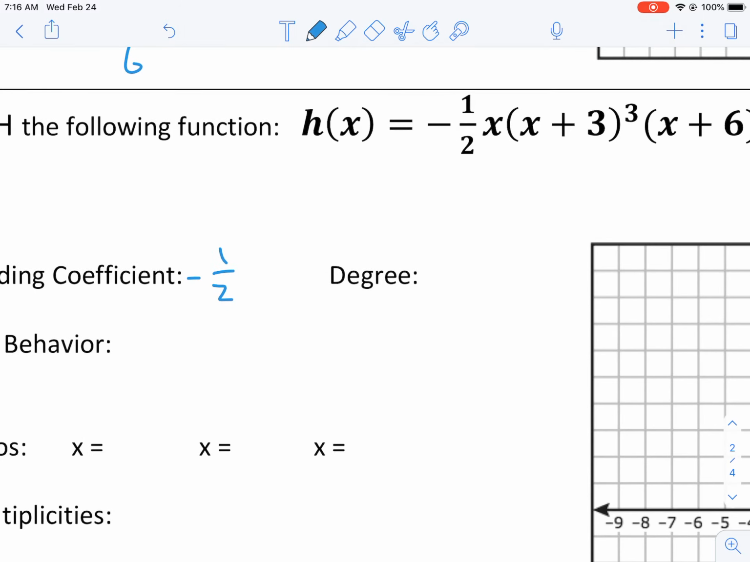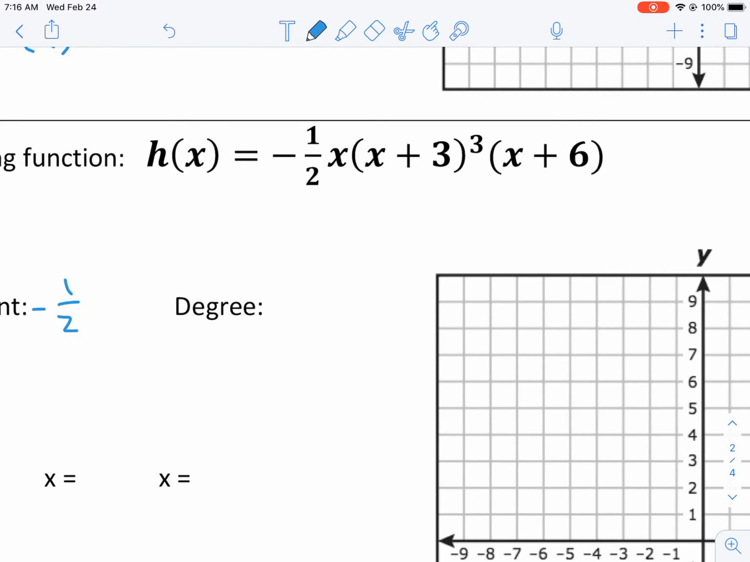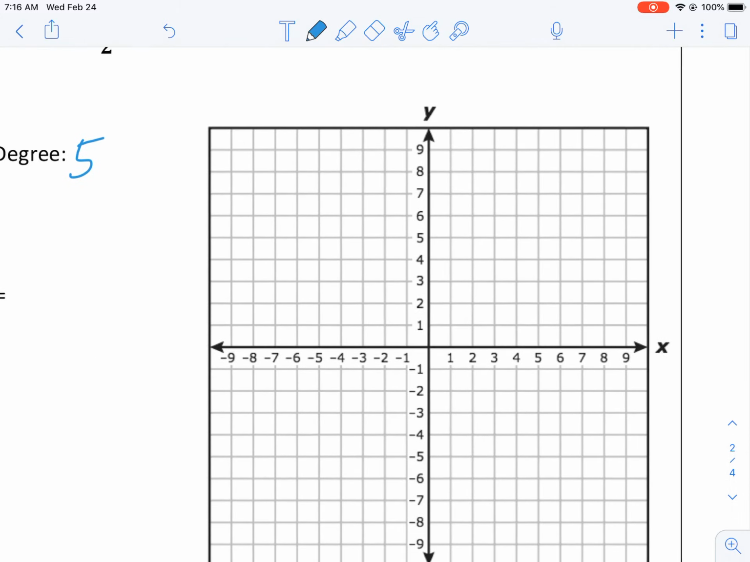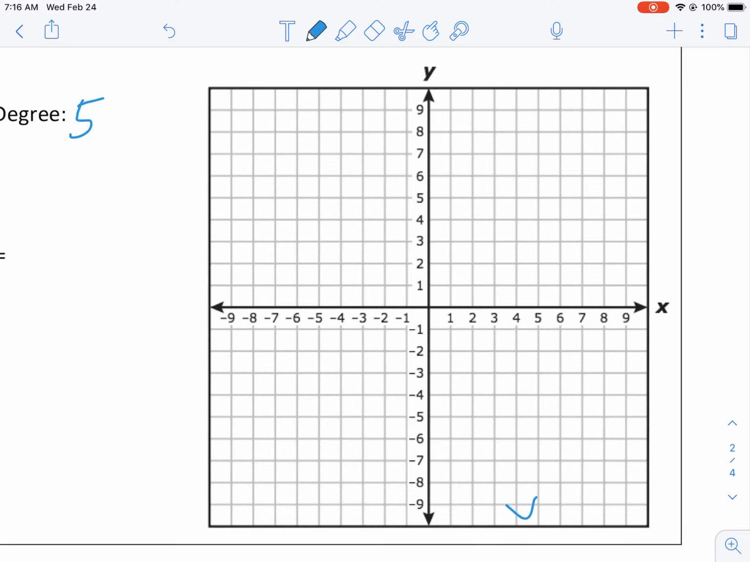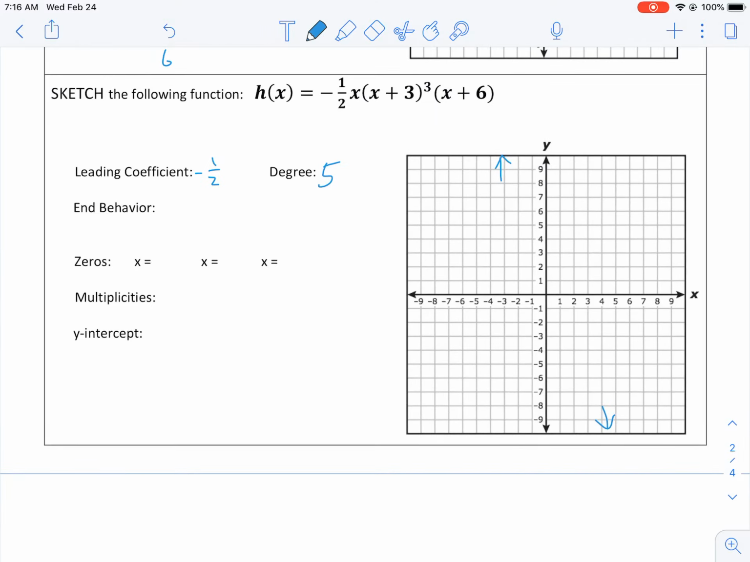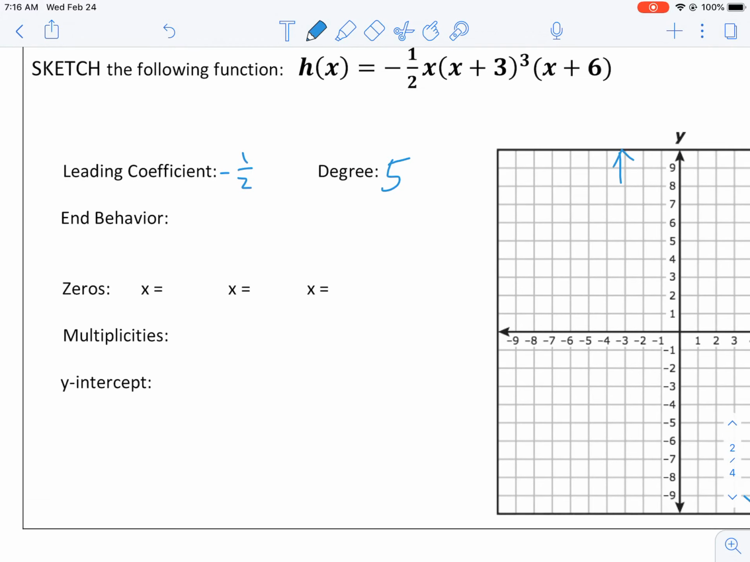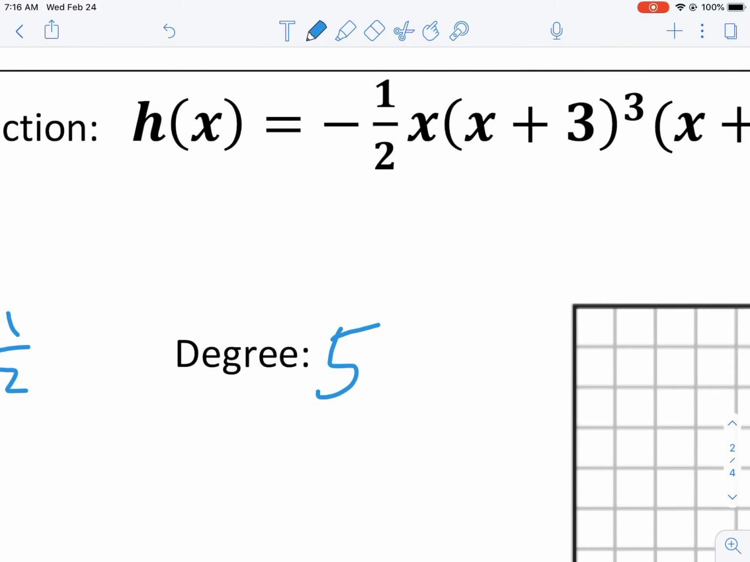The degree, so here we have a multiplicity of 3, so that one counts 3 times. This is like 1, 2, 3, 4, 5. So this would be a degree of 5 because there are 5 x's. And odd with a negative leading coefficient means we're finishing down on the right and we're finishing up on the left. And to finish this, you can do it with your zeros.